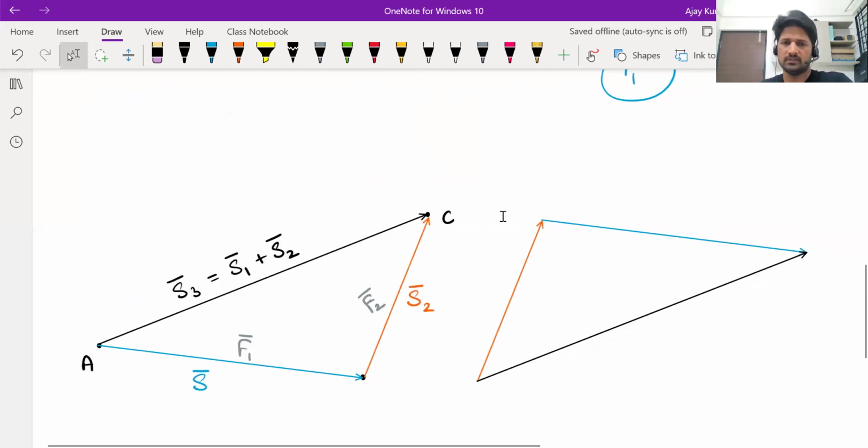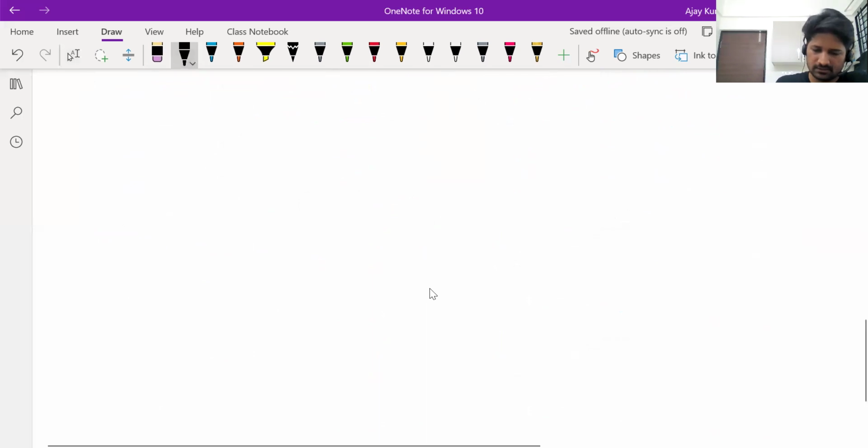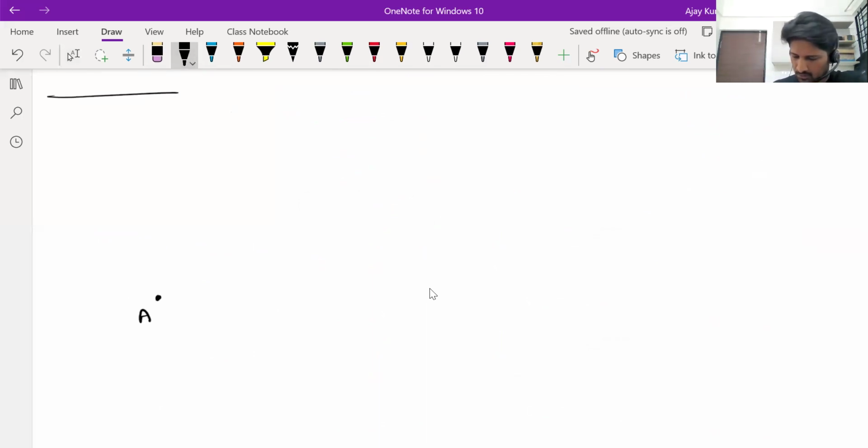And we consider two vectors here. It need not only be two vectors. You can extend this to any number of vectors. Consider something like this. Let's say a person starts from here, A, goes to B, then to C, then to D, and finally to some other point also. Doesn't matter. Okay, any number of points you can take.